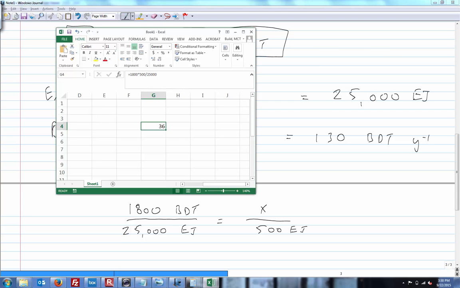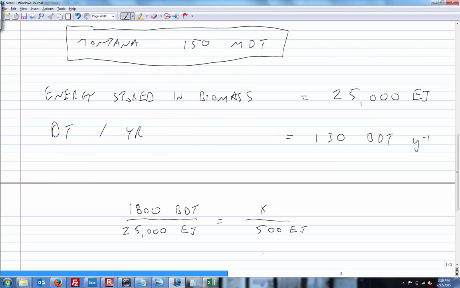Okay. All right, so bioenergy past and present, 4.2. Let's see how we're doing on time.